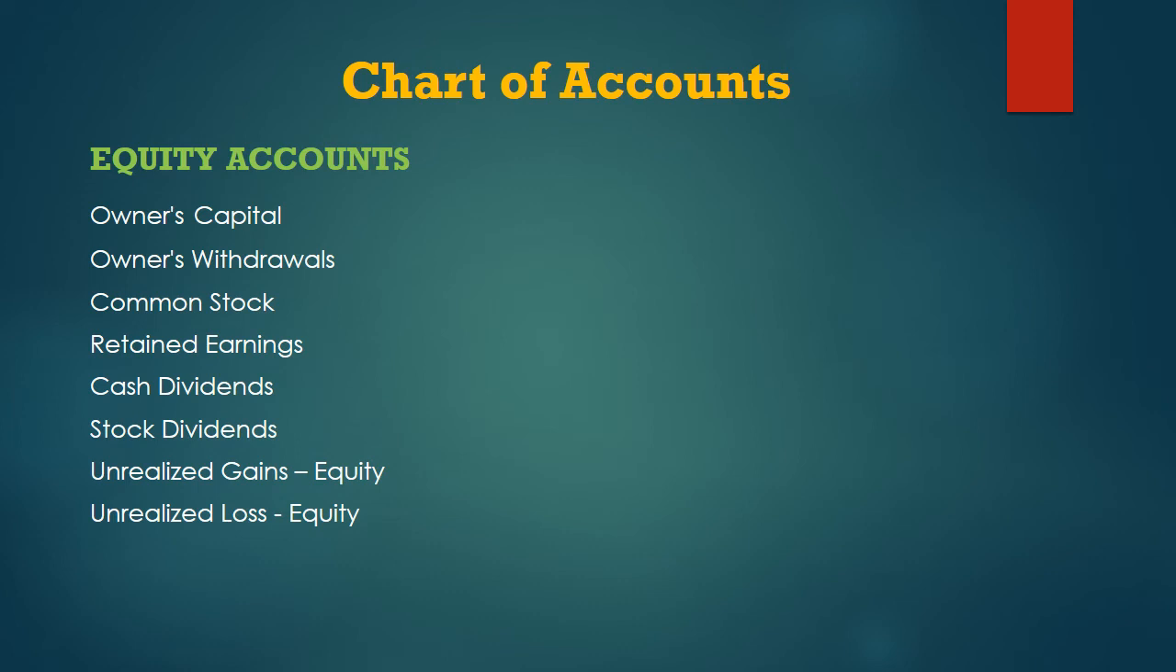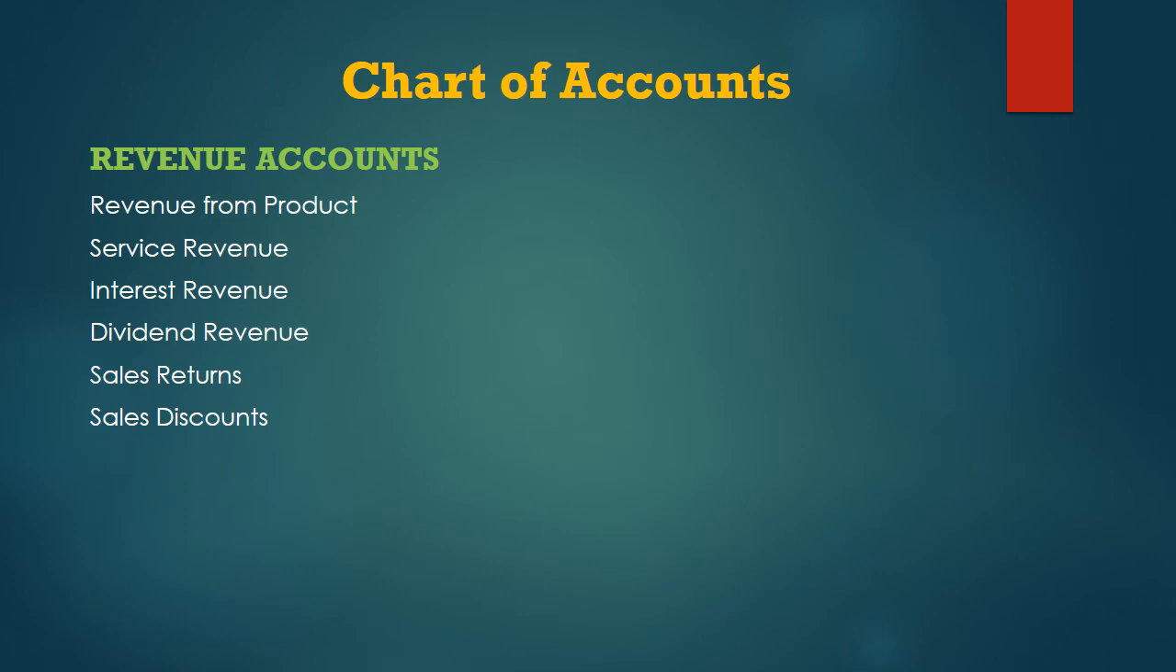Okay, then we have to go next to revenue accounts. The revenue accounts: revenue from the product, whatever amount we are getting from the product. Okay, service revenue, interest revenue, dividend revenue, sales return, discount return. This is called revenue. These headings go to the revenue account.